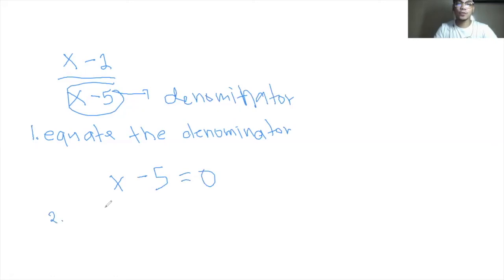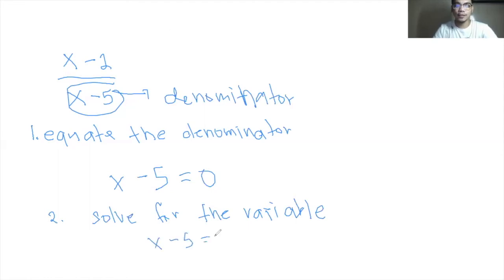Second step is to solve for the variable. It's not always x, take note, it can be any variable that will be assigned in an expression. But for now, we're using x. So x minus 5 equals 0. We all know that is just by adding 5 on both sides, and we'll get now x equals 5.